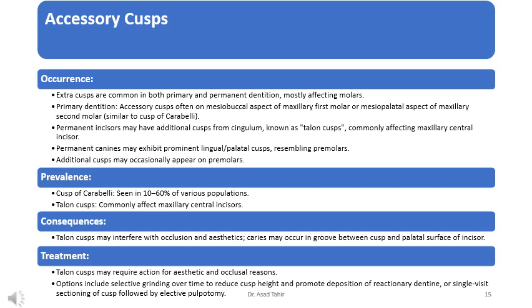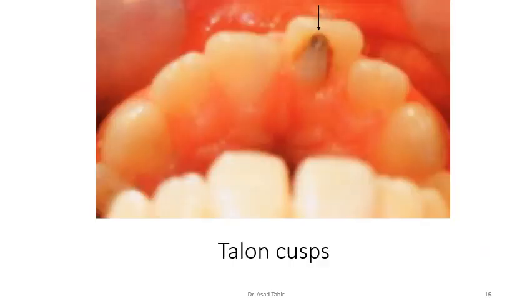Prevalence. Cusp of Carabelli, seen in 10 to 60% of various populations. Talon cusps, commonly affect maxillary central incisors. Consequences. Talon cusps may interfere with occlusion and aesthetics. Caries may occur in groove, between cusp and palatal surface of incisor. Treatment. Talon cusps may require action for aesthetic and occlusal reasons. Options include selective grinding over time to reduce cusp height and promote deposition of reactionary dentine, or single-visit sectioning of cusp followed by elective pulpotomy.